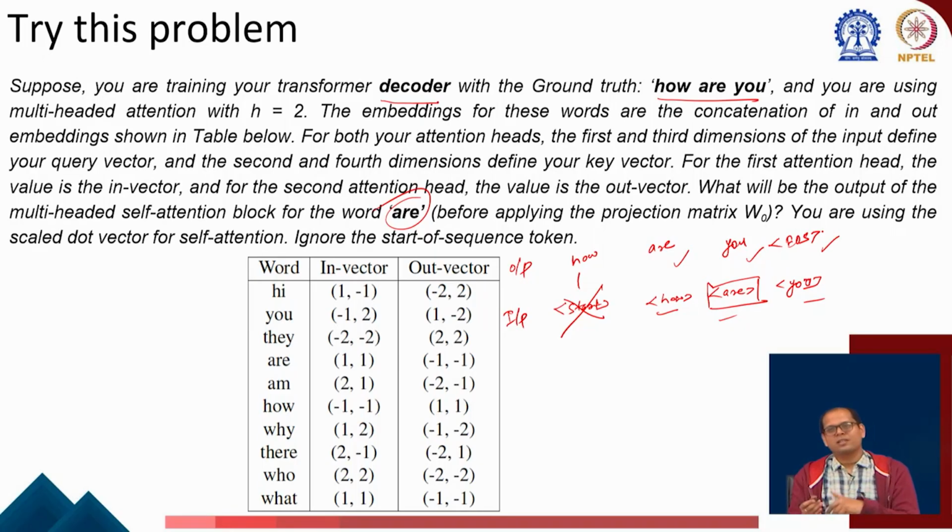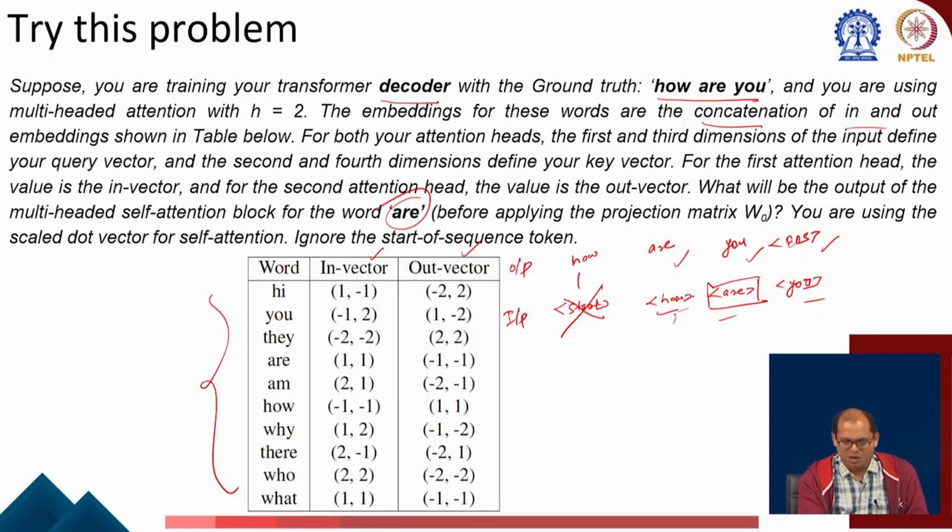First of all, I need to know what are the encodings of these, right. You also ignore the position encoding for now. So, what are the encodings for how? It is given that, remember this concept of in vector and out vector that we talked about in the case of word embeddings. So, we are just alluding to that. Let us say for each of these words, you are given in vector and out vector. So, what you do, you take the concatenation of in and out vector to get the embedding for each word.